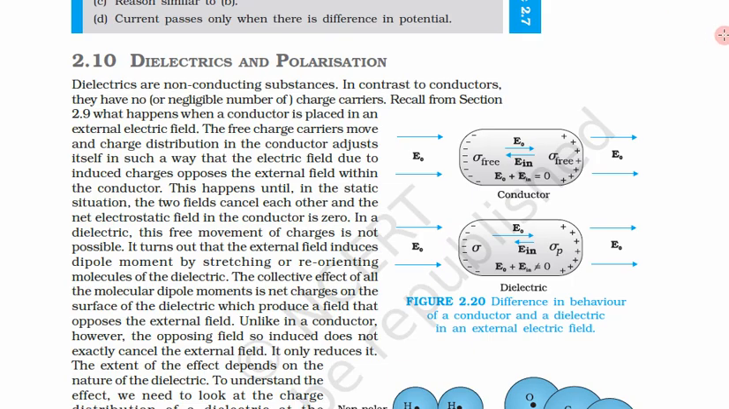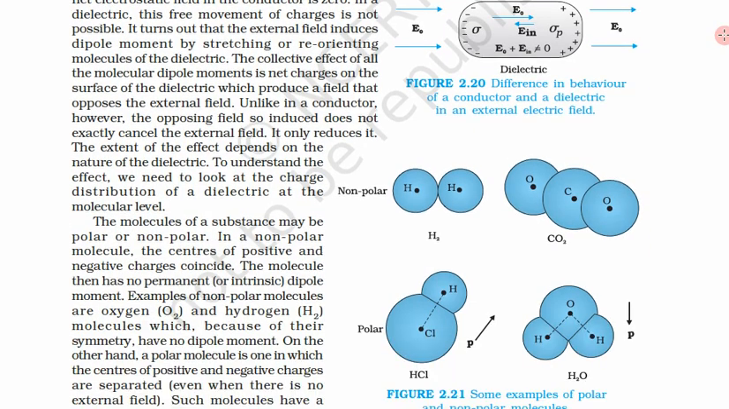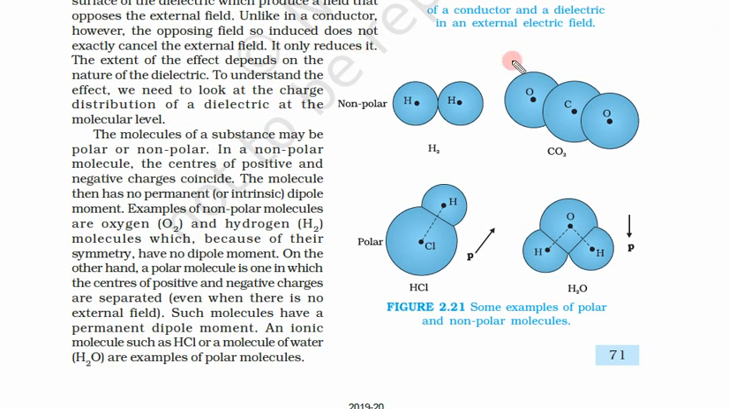Let us understand this phenomenon at the molecular level. So we need to look at the charge distribution of a dielectric at the molecular level. So see, these are non-polar molecules, H2 and CO2. These are polar molecules, HCl and H2O. We will discuss what is polar and what is non-polar. So the molecules of a substance may be polar or non-polar. There are only two conditions, polar and non-polar.